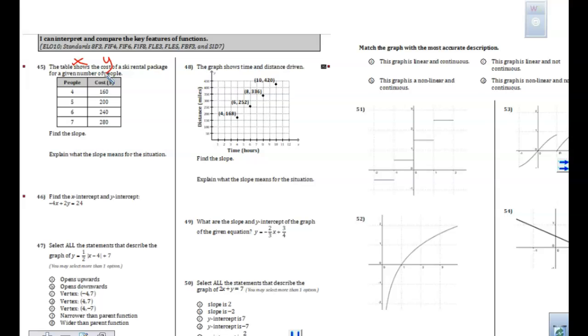How much? 40. Positive 40, negative 40. Positive 40. What does it mean in terms of the situation? It means what? Because it's 40 over 1, right? But positive 40, okay? What does it mean up here when we're talking about this? Plus 40. Okay, so the cost of $40 per what?